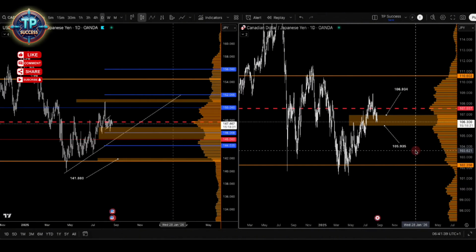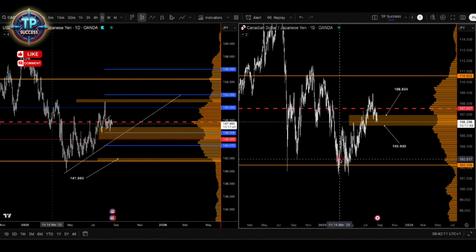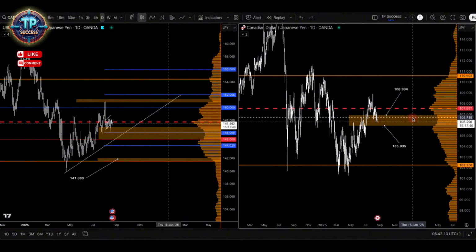So all we can do is say this: if price closes above 106.934 and it comes back to retest that level again, we're looking for buys at that level, right? If price closes below 105.935 and it comes back for a retest into that zone, we're looking for sells. It is that simple. So the correlation between these two is really, really strong, right?